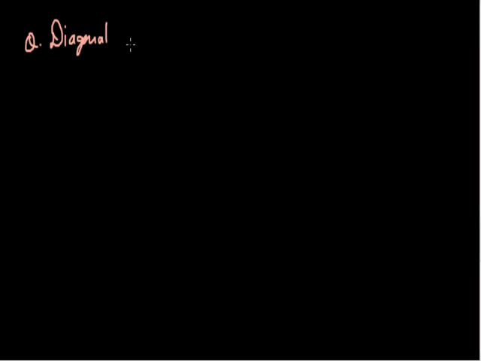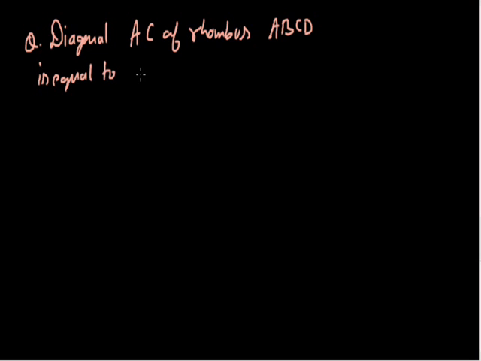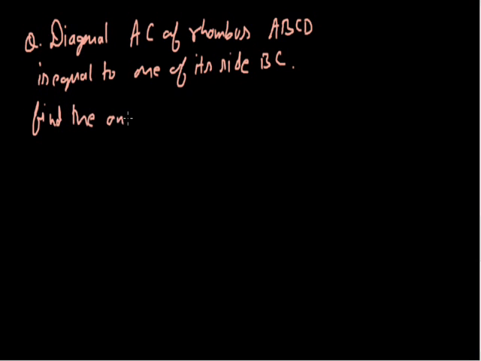Diagonal AC of rhombus ABCD is equal to one of its side BC. Then find the angles of the rhombus.